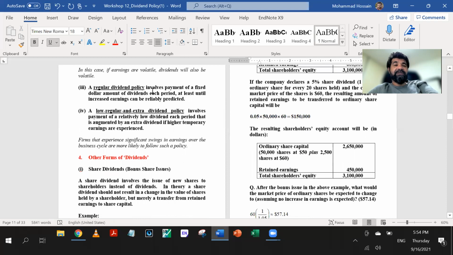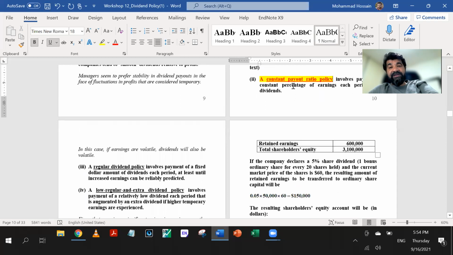Regular dividend policy involves payment of a fixed dollar amount. So look, the difference between constant payout ratio and regular dividend: both of them are paying constantly, but in constant payout ratio it is actually a percentage of earnings. Remember this, percentage of earnings. This is very important. Underline this one, percentage of earnings. That's what they are saying. If the business makes $10 million of profit, they will say 20% of 10 million they will pay, for example.